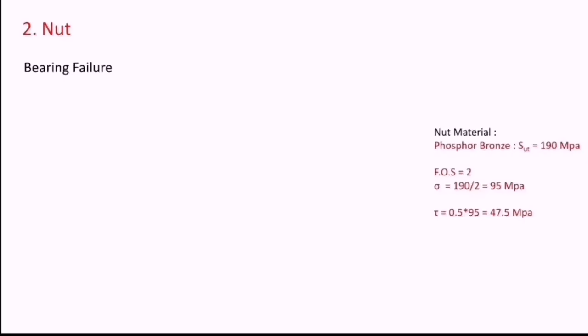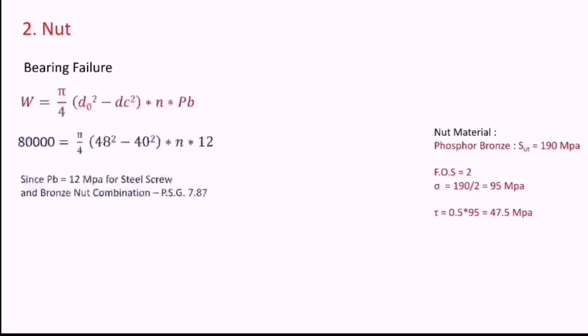Considering the second part, that is the nut, the threads of the nut are continuously subjected to torsion as well as compression. Hence the thread can fail by a bearing failure. For bearing failure, I have the relation W is equal to pi by 4 (dO square minus dC square). This is the area of one ring. If there are n number of rings, it will be multiplied by n multiplied by the bearing pressure.